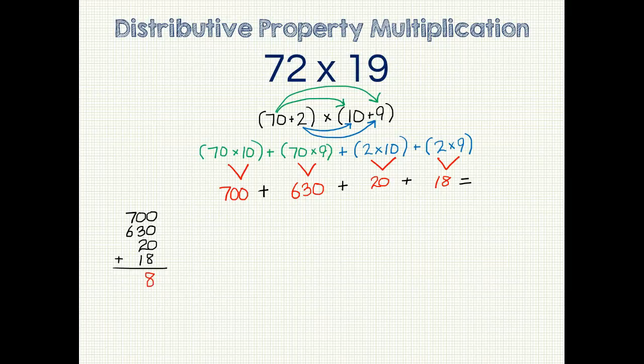We have 8 ones, 3 tens, and 2 tens plus 1 ten equals 6 tens, or 60. 7 hundreds plus 6 hundreds equals 13 hundreds, or 1,300. 8 plus 60 plus 1,300 equals 1,368. And that's it. That's how you multiply using the distributive property.